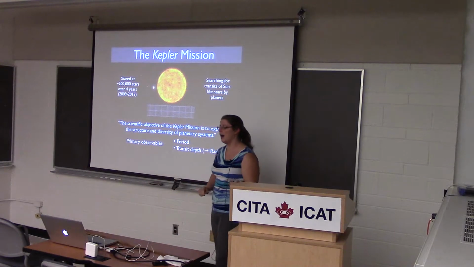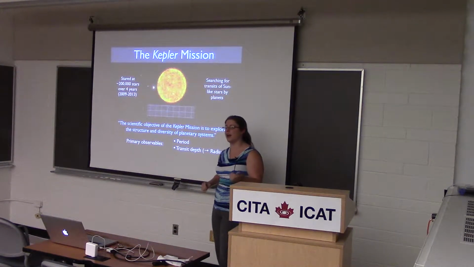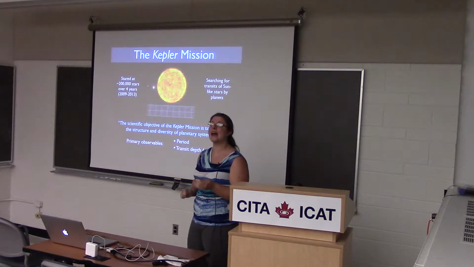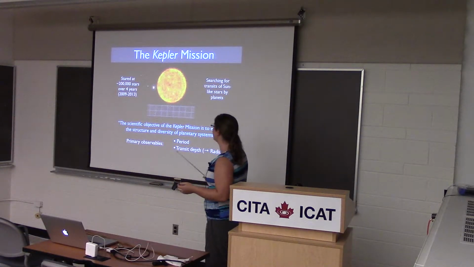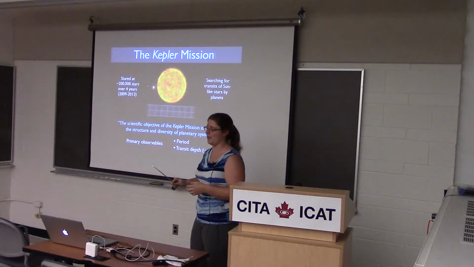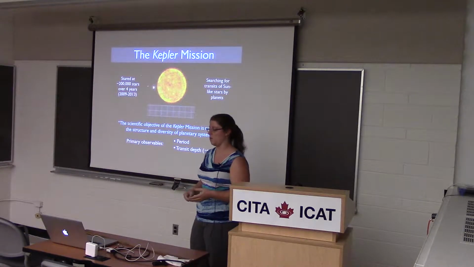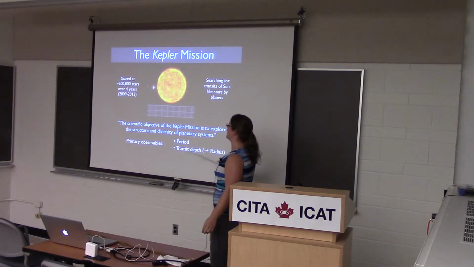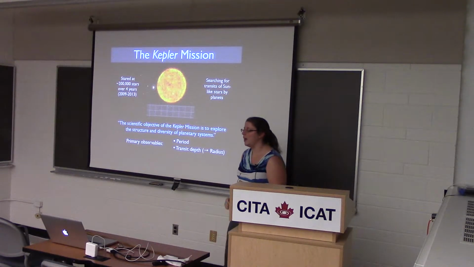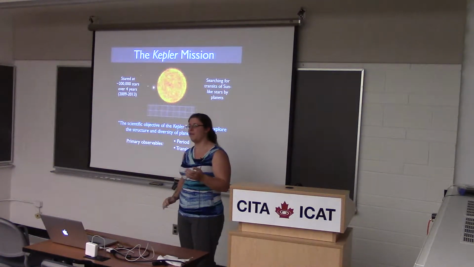Throughout the talk, I'm going to be talking about observables and parameters. I want to clarify from the outset what exactly I mean by observables with respect to the Kepler mission. The things that Kepler actually measures are the period of the transit signals, which corresponds to the period of the planet's orbit, and also the transit depth, the depth of the dip that you saw up there.